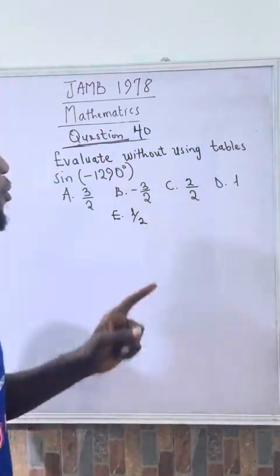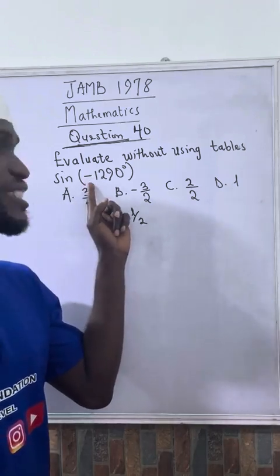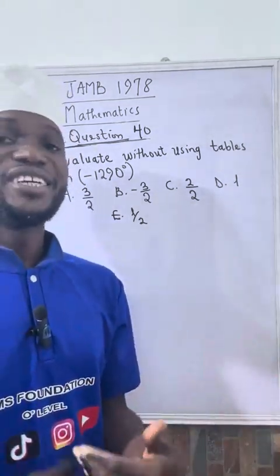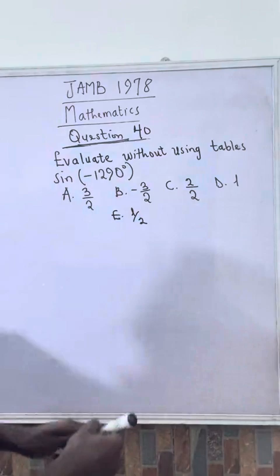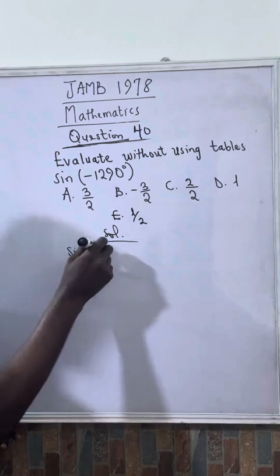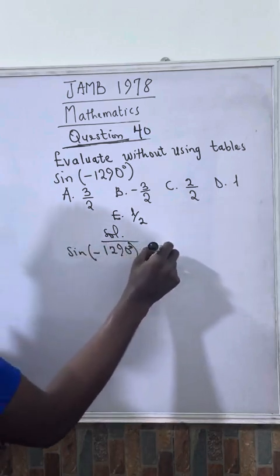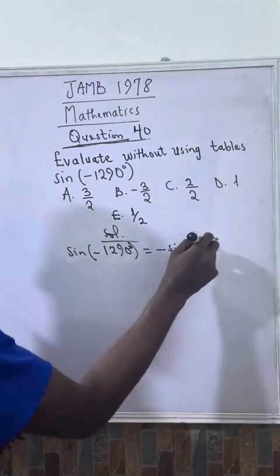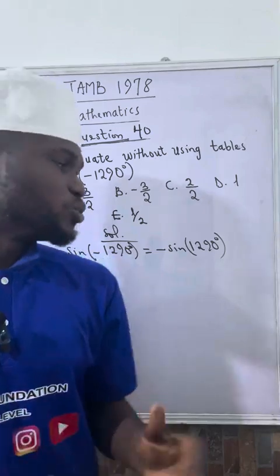First of all, this is the sine of a negative angle, and you know that sine of a negative angle is negative. You first need to apply that fact here. So let's apply that one first. Solution: sine of negative 1290 degree will be equal to negative sine 1290 degree.